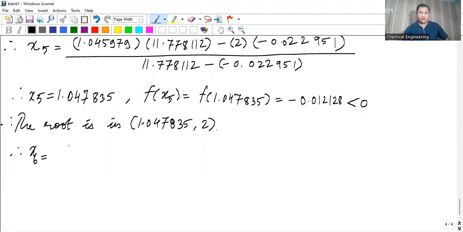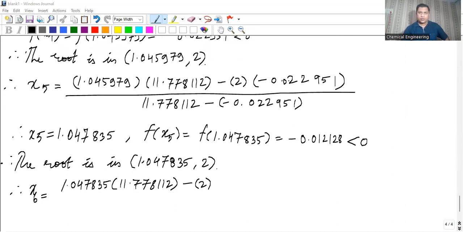So x6 is equal to 1.047835 into 11.778112 minus 2 into minus... Excuse me, sir. The value of x5, I'm getting different. How much different are you getting? Sir, I have written in the chat box: 1.0400. Okay, so can you check your calculation once again? Yes, I'm checking.